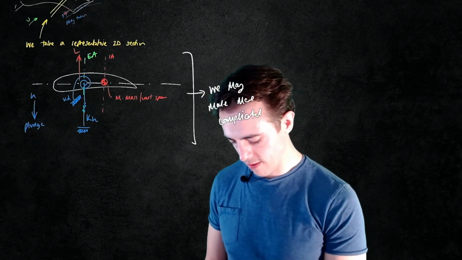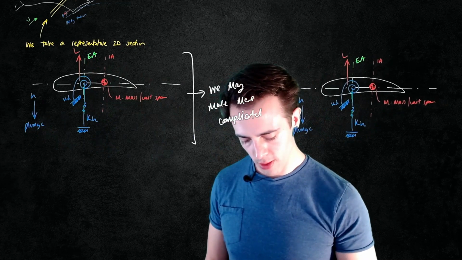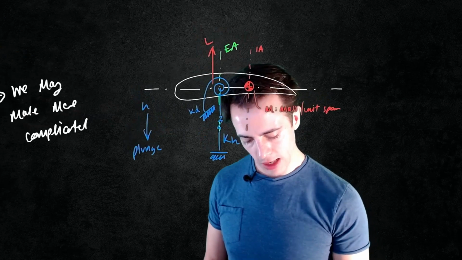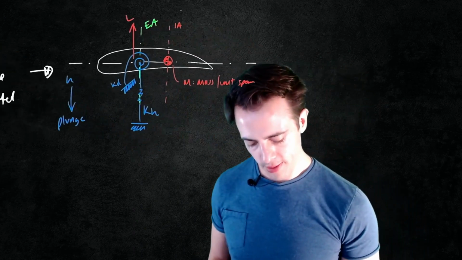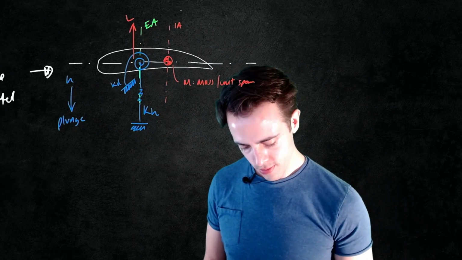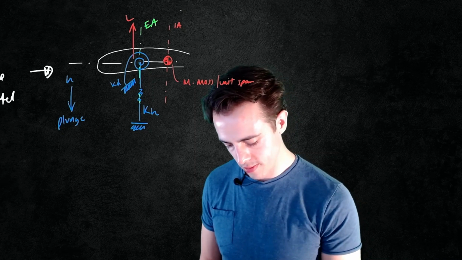We might be looking at the effect, for example, of the control surface. So say on our wing we want to know what the effect of the aileron is, and we want to look at the aileron effectiveness, and we can modify this model by just simply including that in our system.